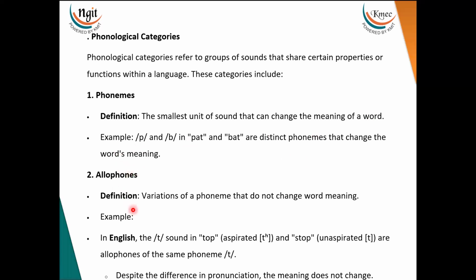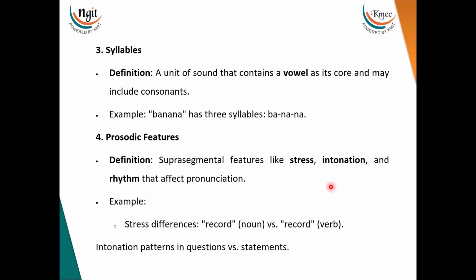Next, allophones. Variations of a phoneme that do not change word meaning. For example, top and stop. You can see the aspirated T in top and the unaspirated T in stop. Despite the difference in pronunciation, the meaning does not change. That is an allophone.